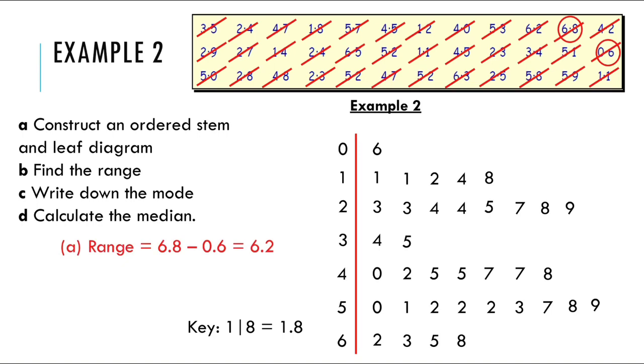Part B says write down the mode. That is the number that appears the most in this data set, and if you go through, we have three 5.2s, which means our mode is 5.2.